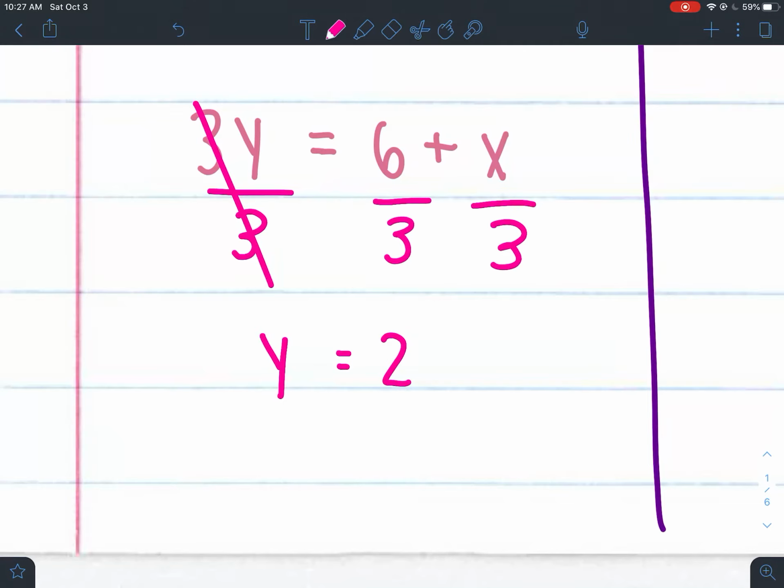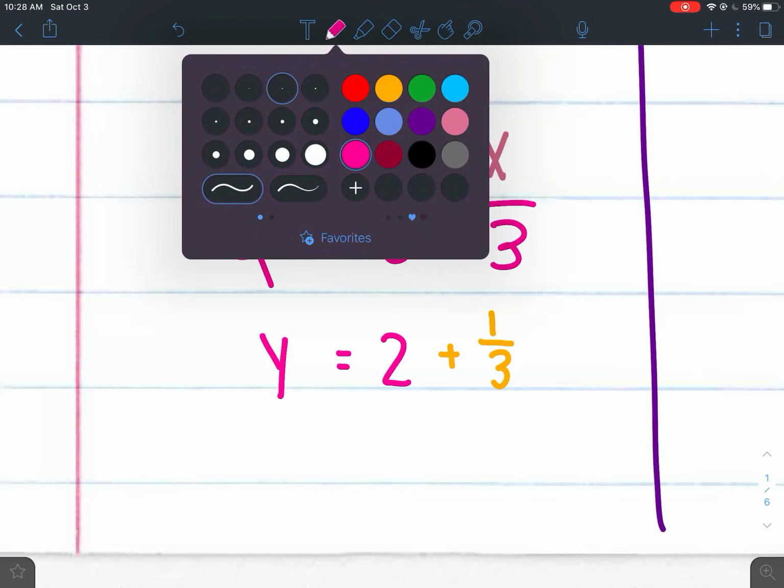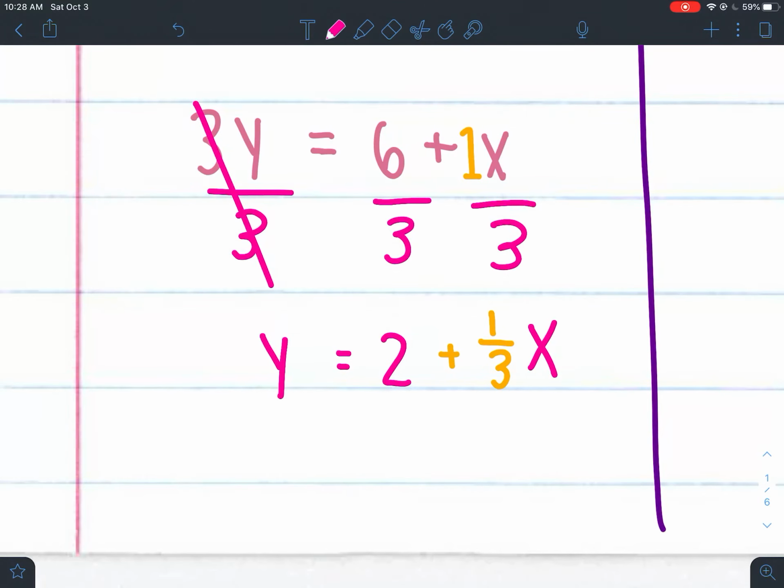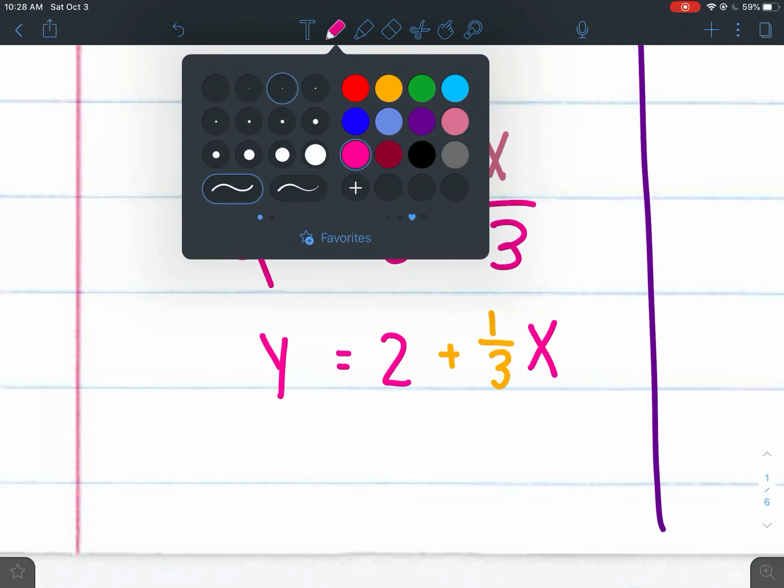Now, what number do we have next? Well, the number attached in front of the x is a 1. So really, you have 1 divided by 3, which is going to be positive 1/3 x. You need to be super careful that you recognize that there is a 1 in front of that x, because if you forget that there's a 1 there, you're going to get your slope wrong.